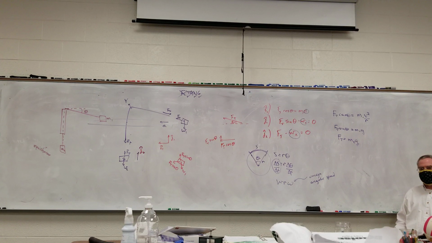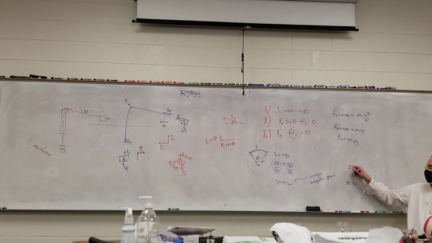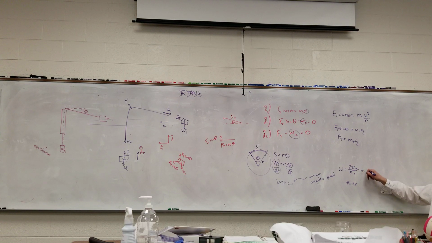So if an object goes around a circle in 5 seconds, so the period is 5 seconds, capital T for period, which is the time it takes for a revolution to happen, or one cycle to happen. Then if it goes in a circle, that's 2 pi radians divided by 5. So that's radians over 5 seconds. And that's going to be somewhere around 1.3, whatever the number actually is, radians per second. That is the angular speed.